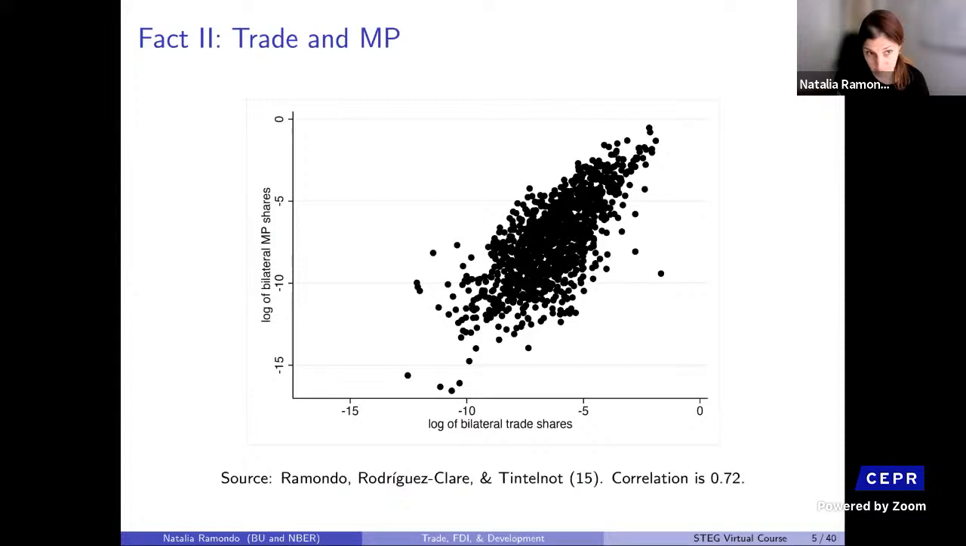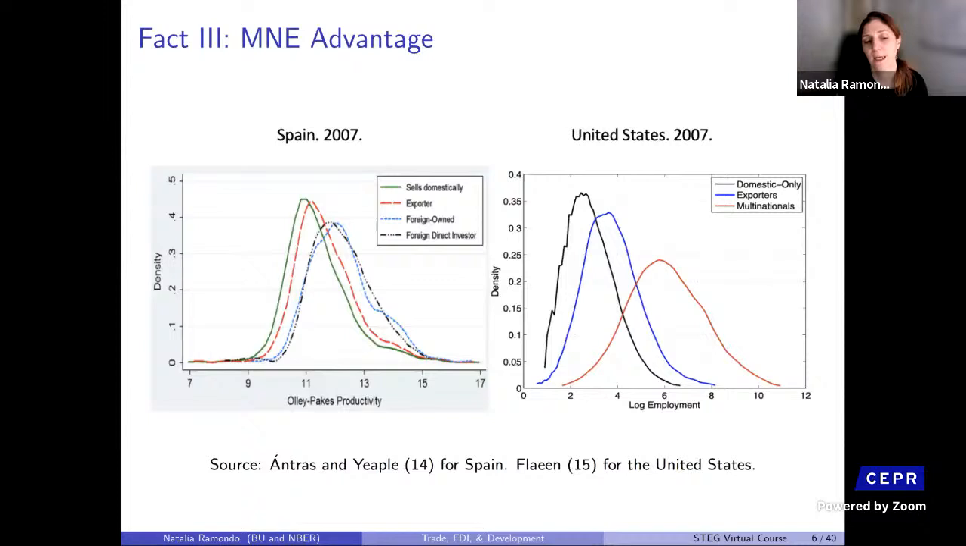And finally, there is a third fact that comes from firm-level data. Here I show it for two countries, but you can do this for many countries in the world, and it's very robust: the MNE advantage. If you go to the panel on the right, this is census data for the US. The black bell shows the density of log employment for domestic firms, blue for exporters, red for multinationals. If you take the headquarters of multinationals in the US, they're very big in terms of employment, the red bell. The Spain case shows the same thing, and it's also there.